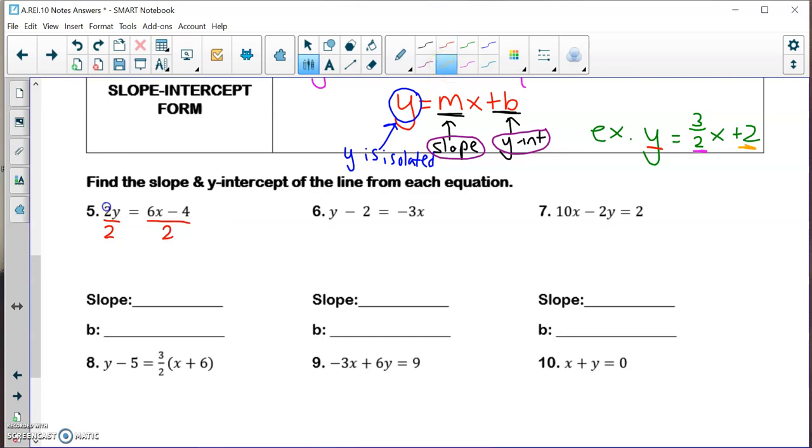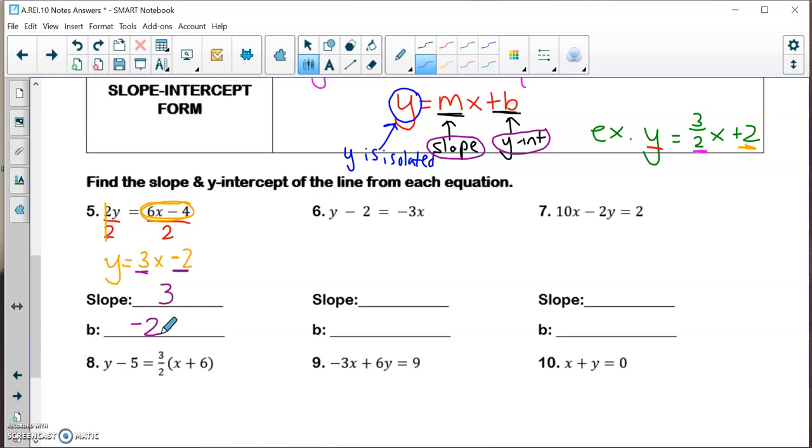When I divide both sides by 2, I need to divide both the 6x by 2 to get a 3x and the minus 4 by 2 to get a minus 2, because there's multiple terms on this side. I need to divide all terms by 2. Now, since y is isolated, my slope is my coefficient of x, so my slope is 3. My constant is my y-intercept. We need to be careful, it's a negative 2.